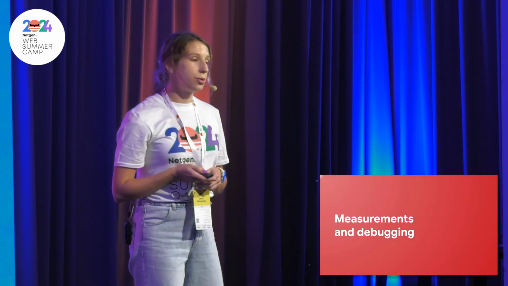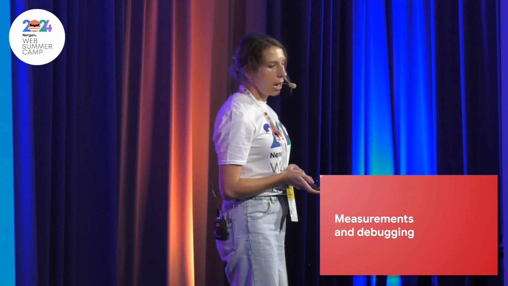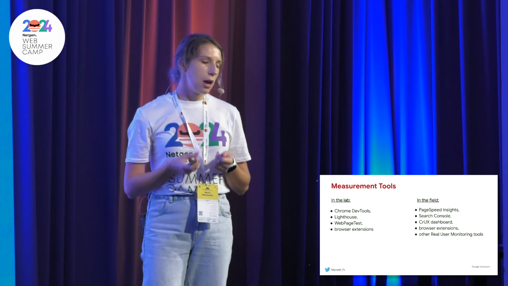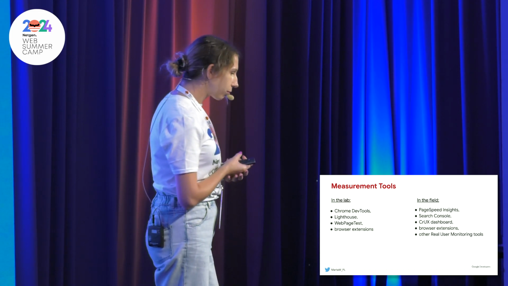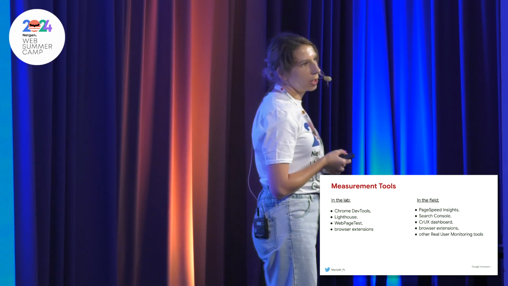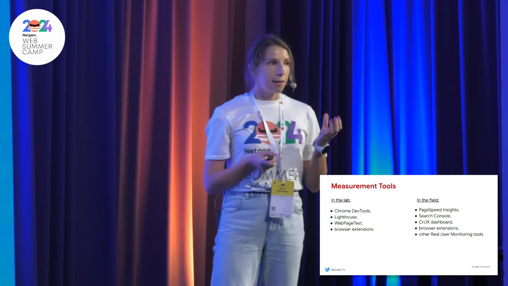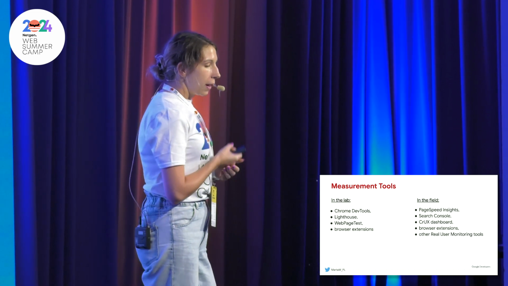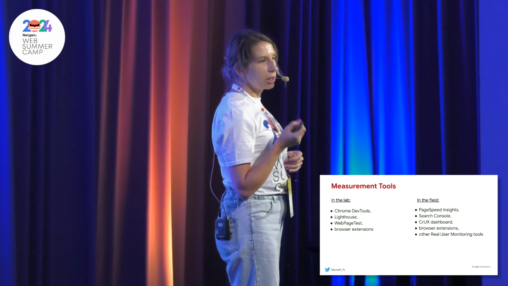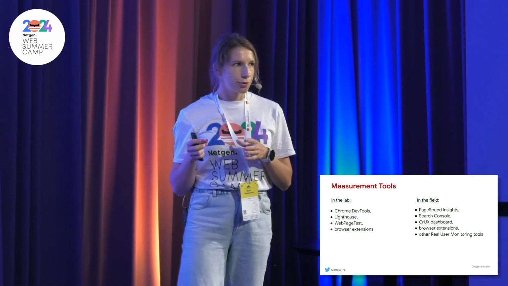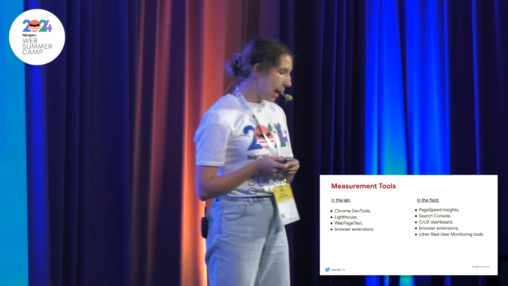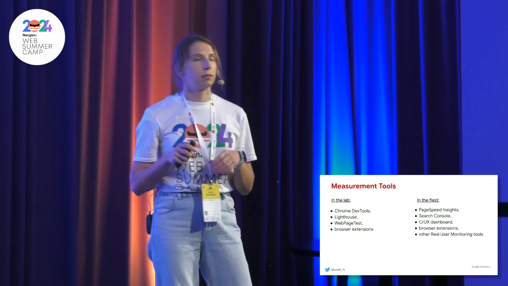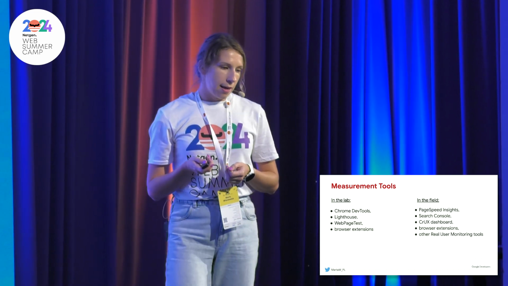Now let's switch to the tools that allow you to measure and debug these Core Web Vitals. So in general, in Google, there are two categories of these tools. One is tools in the lab, which are tools like Lighthouse. They will measure these metrics in a simulated environment. And another kind is tools in the field, which are used in the Google search ranking system. This means that these tools work on aggregated real users' data.